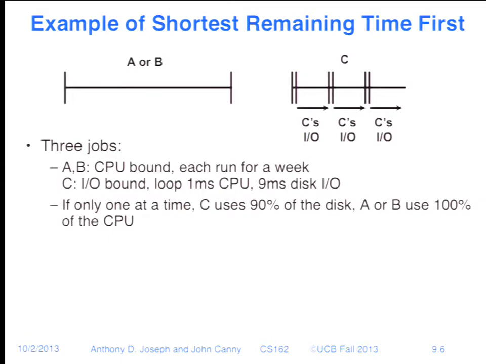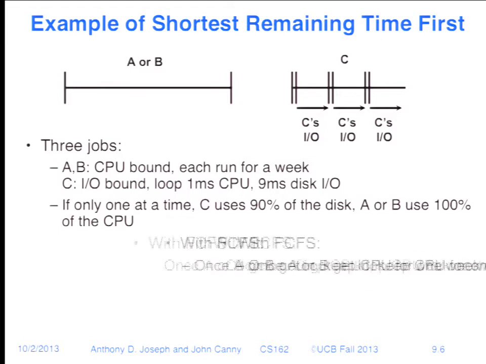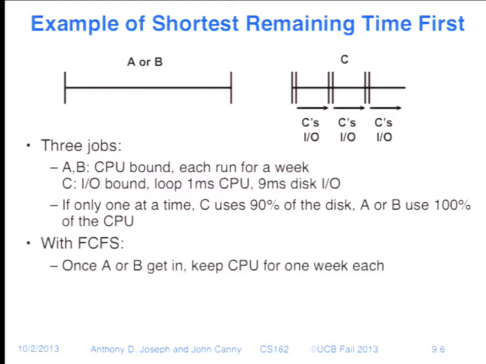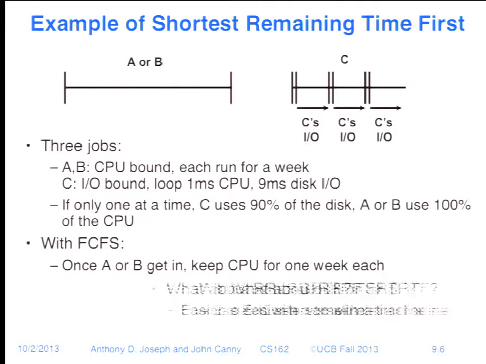All right, so when C is running, it's doing these 9 millisecond slices of disk and then one millisecond of CPU. So it's using 90% of the disk, which is desirable. If it's disk intensive, that's good. And A and B use 100% of the CPU, which is fine if they're CPU intensive. All right. But when we start trying to schedule them, clearly somebody loses, because A and B, once they get in a pure first come, first serve strategy, they're just there until they run out. So that's poor job C doesn't get a chance to run.